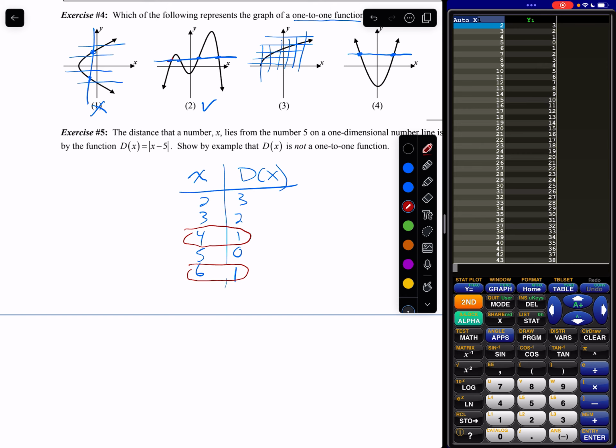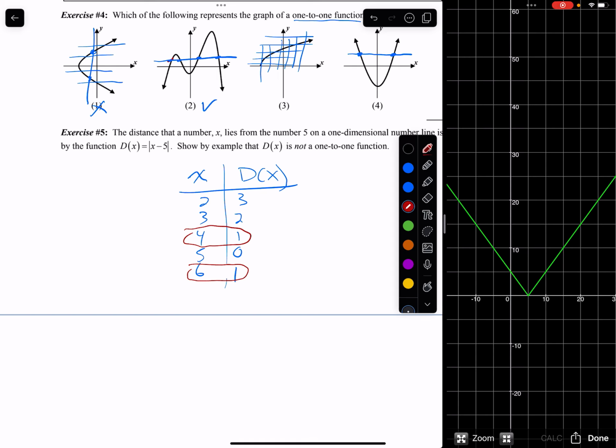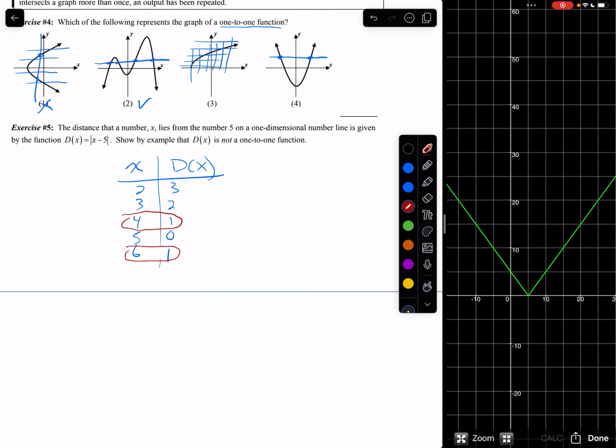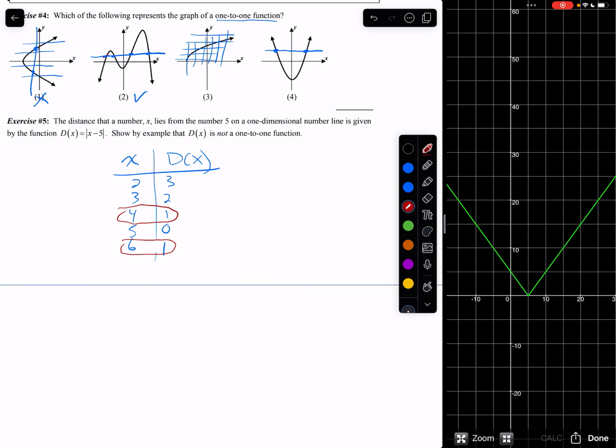All right, if you look at the graph of this function, you can tell it doesn't pass the horizontal line test, and it is not a one-to-one function because there are the same outputs for different inputs, right? Using mapping notation, which is a great way to visualize functions, if I had 4, 5, 6 in my domain, 4 would go to 1, 5 would go to 0, and 6 would also go to 1, which makes it not a one-to-one function, okay?